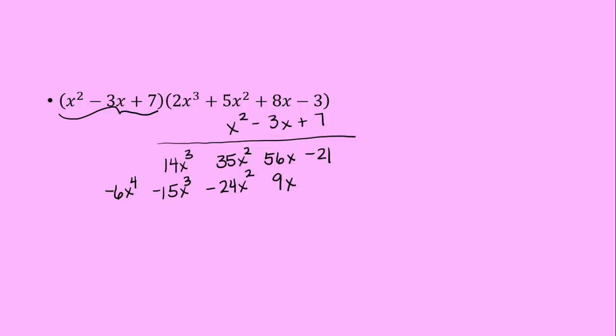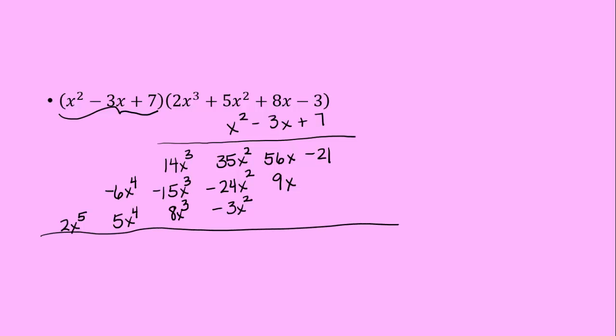X squared times everything. So times -3 would give me -3x squared. X squared times 8x. X squared times 5x squared. X squared times 2x to the 3rd. Okay, and now we just add like terms, and since I've got them in the stacked fashion, it's a lot easier to put them in order by descending powers and combine like terms. So there's my highest powered term, and then we just continue across.